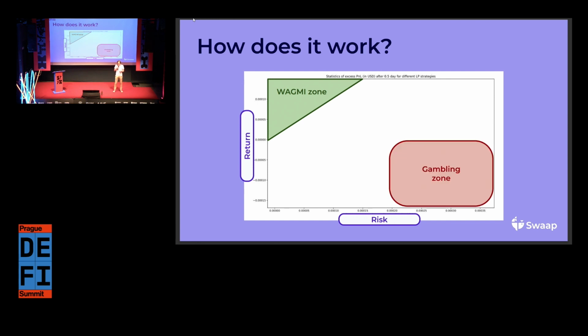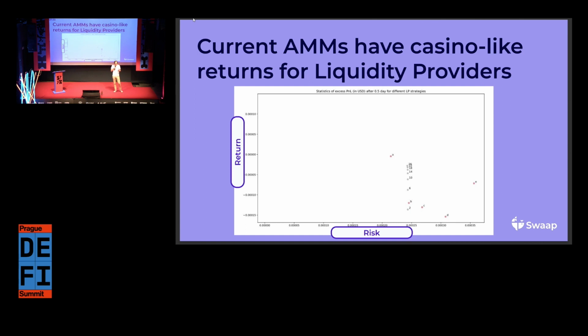And you have the gambling zone, which is the zone where you're at the casino, right? When you have a negative return and super high risk. In other words, you can make a lot of money, but you have more chances to lose a lot of money. So what does that teach us? Well, unfortunately, it seems that current traditional AMMs have returns that are more casino-like than investment-like.